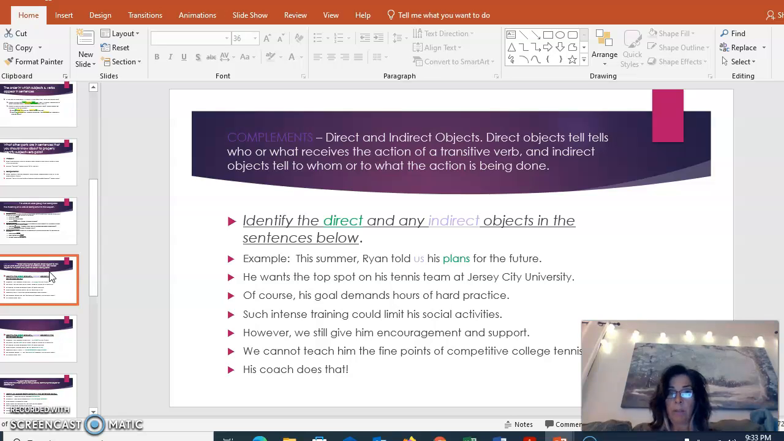He wants the top spot on his tennis team at Jersey City University. In this case, there's only a direct object, the top spot, and that's receiving the action of him wanting. Okay, I'm going to do one more. Of course, his goal demands hours of hard practice. So the subject is his goal. The verb is demands, and the direct object that's receiving the action of demands is hours. Okay, so I'll let you do the rest.